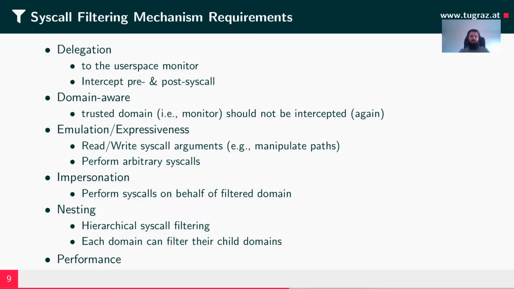For example, when a parent domain filters a syscall for a child domain, it should be able to execute syscalls on behalf of that filtered domain. Furthermore, hierarchical domains must be supported as well. And finally, it should not be too expensive.